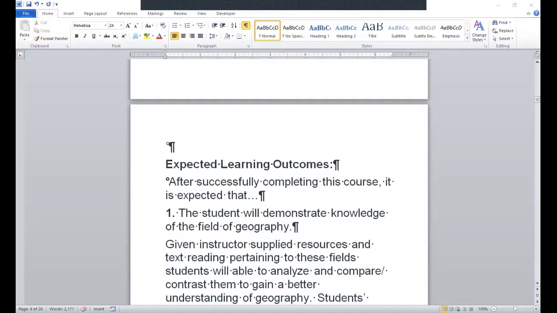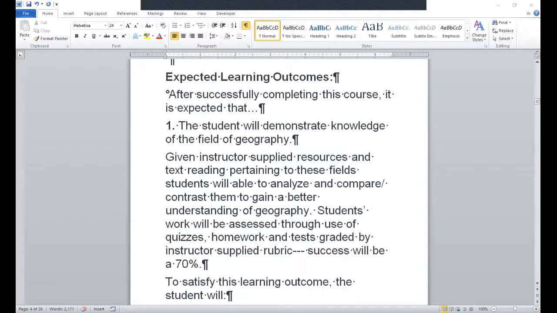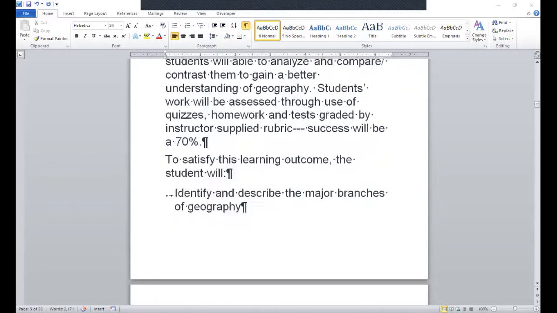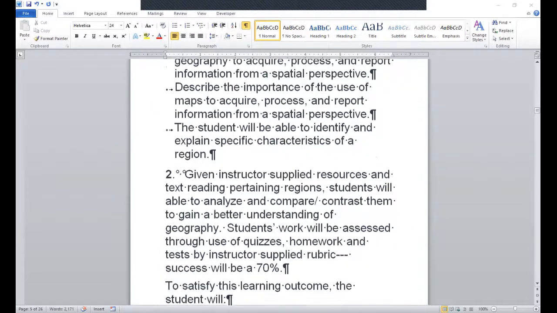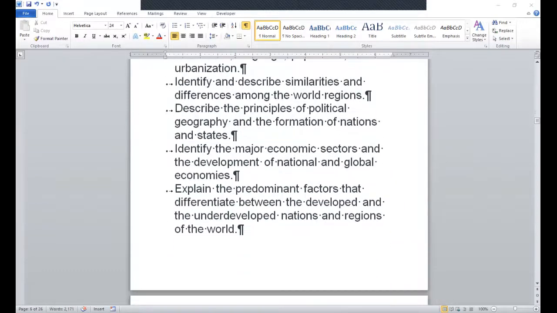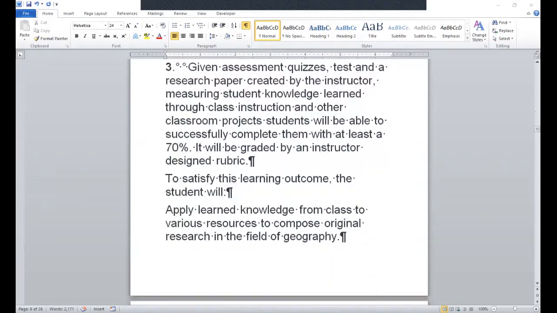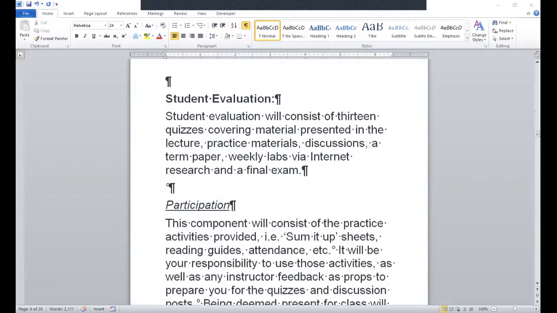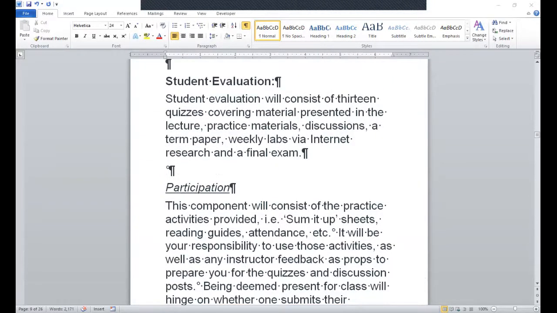Okay. Expected learning outcomes, you guys, I think you can check that out on your own, right? I would advise doing that. And let me see, student evaluation. Okay, yeah, probably should talk about this. Student evaluation will consist of, I think it's 13 quizzes. We'll be quizzing every week.